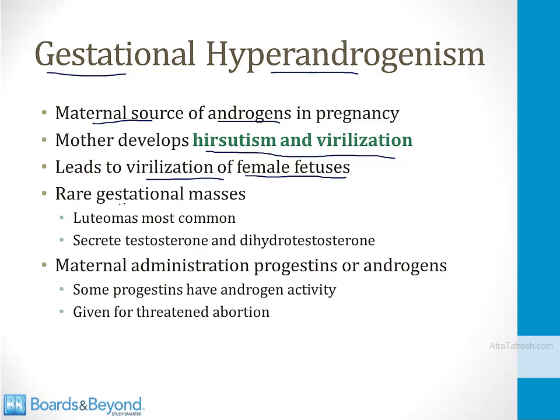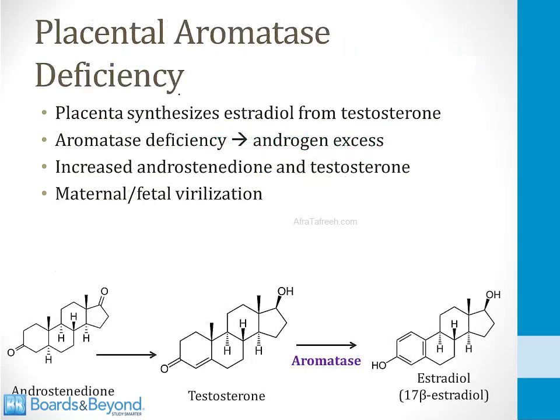Well, there are rare gestational masses. The most common is an ovarian mass called a luteoma. It can secrete testosterone and dihydrotestosterone to cause this problem. In addition, sometimes for various reasons, mothers need to take progestins or androgens when they are pregnant. For example, some women are given progestins for threatened abortion, and progestins have some androgen activity, and that can cause this problem as well.